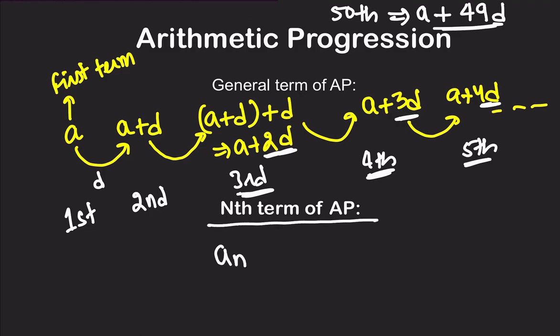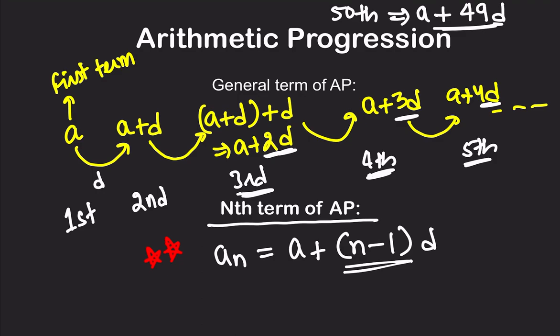The nth term of the series is denoted as an, which means a plus n minus 1, that is, one less than the number of terms, into d. That is the nth term of the series. I am marking it as a very important formula to know. Please note this down in your copy, and it will help you in the revision one day before the exam, right? So a plus n minus 1 d is the nth term of the arithmetic progression, right?